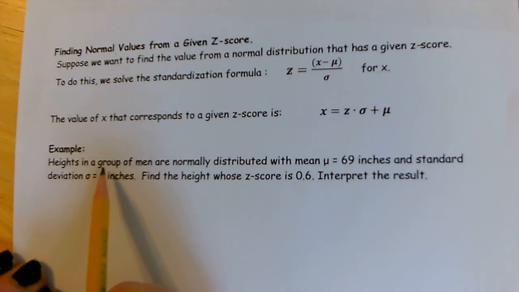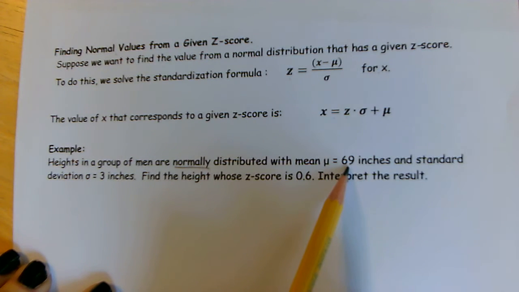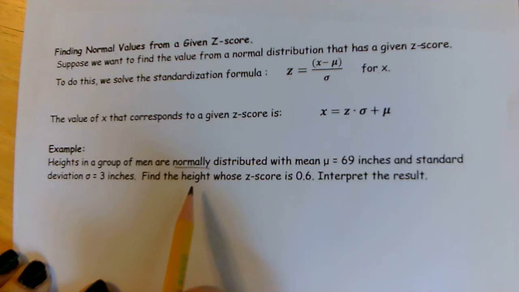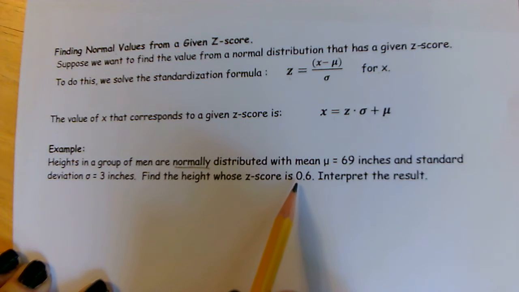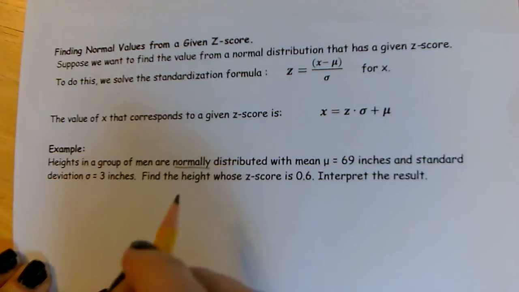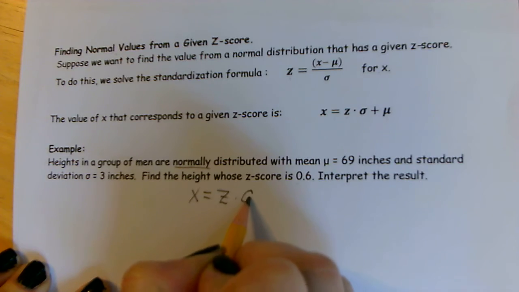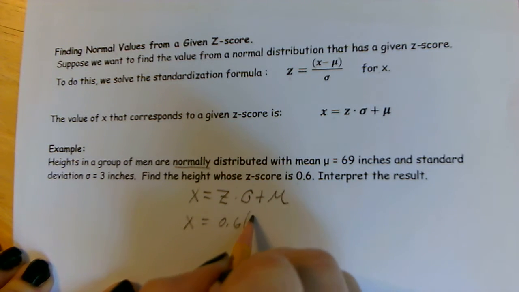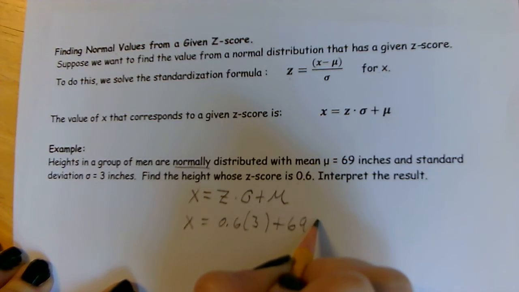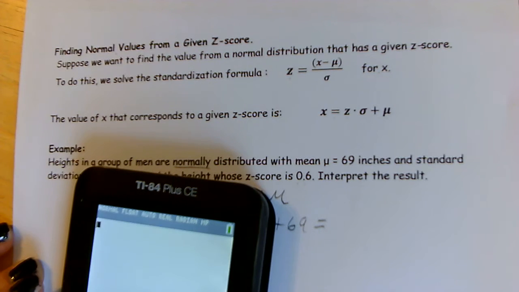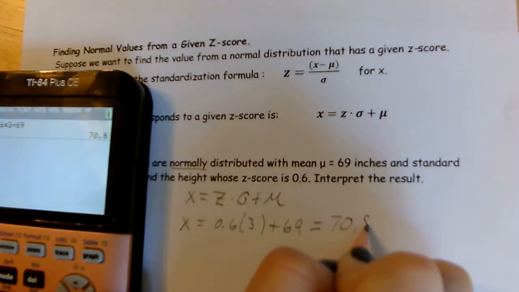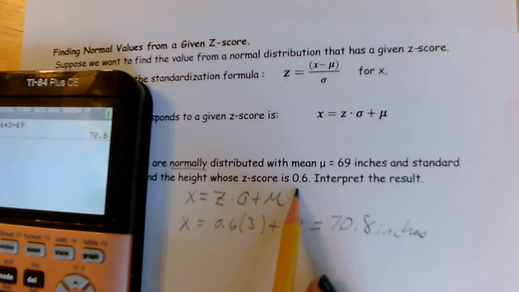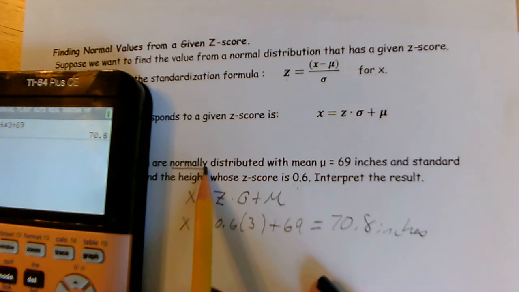So for an example, heights in a group of men are normally distributed with a mean of 69 inches and a standard deviation of 3 inches. We're going to find the height of a man from this distribution whose z-score is positive 0.6. That means 0.6 standard deviations above average for this distribution. So 0.6 standard deviations, standard deviation is 3, above average is going to be a man who's 70.8 inches tall.